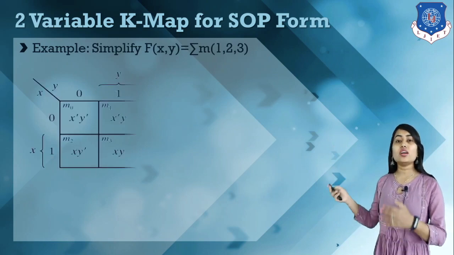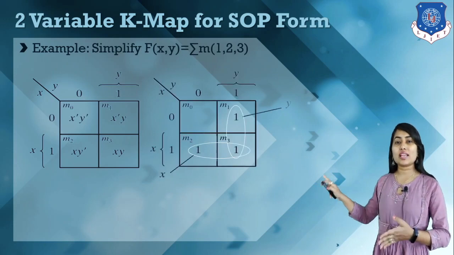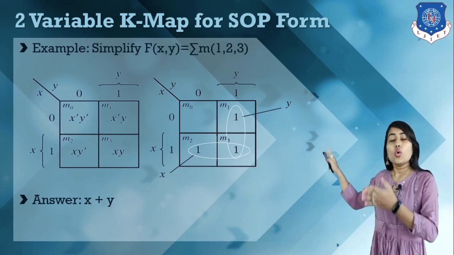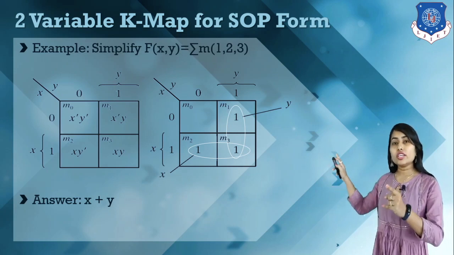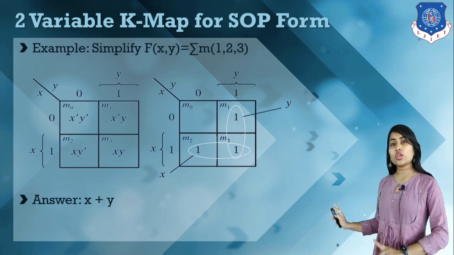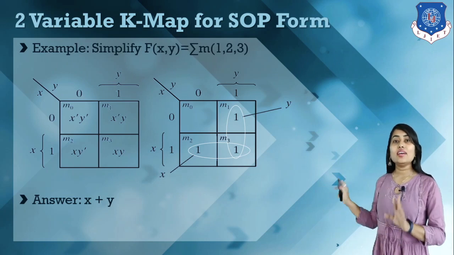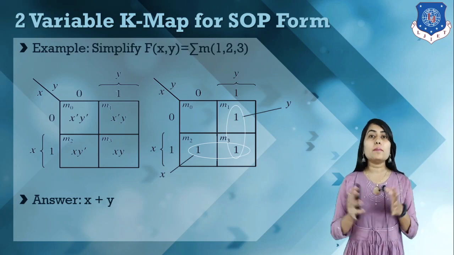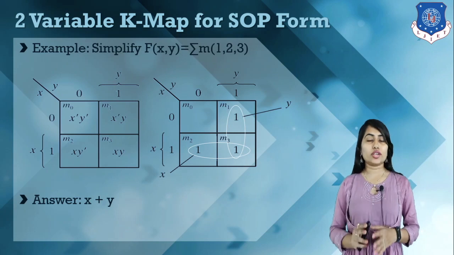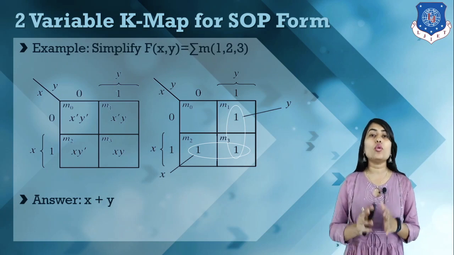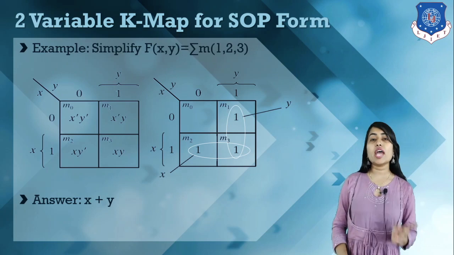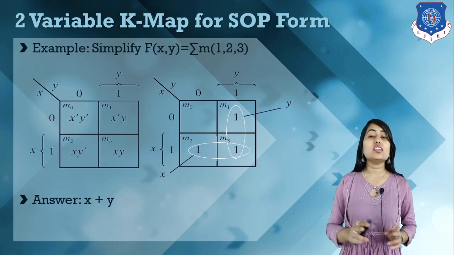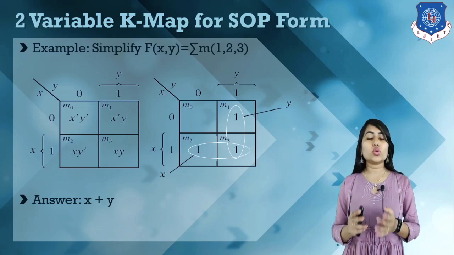So first make a K-map like this and put the value 1 at these positions. So we have a 1 at the first location, at the second location, and at the third location. So put 1 over here, and then we have to recognize the various patterns. Here we can combine the adjacent squares of 1. In a SOP form we have to make groups of 1s which are adjacent, and by combining these 1s we can write our answer.